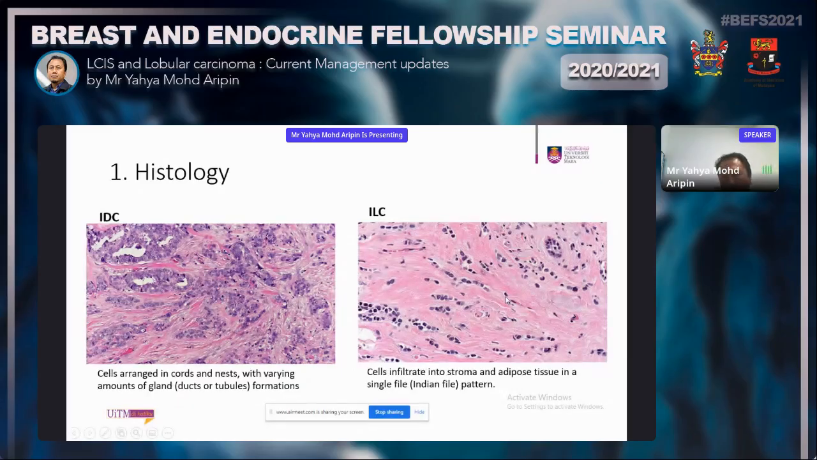But in ILC, on the right side, the cells proliferate, but they do not stick to each other. Rather, they diffuse into the surrounding tissue in a single file or Indian file pattern. They do not form a clump of cells, and that's why you hardly feel these lesions on palpation, and you hardly see this in the mammogram.